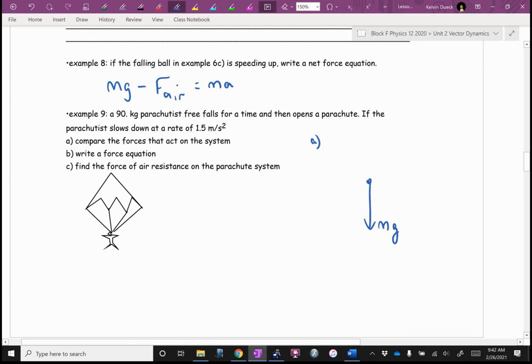What else? Air resistance: bigger, smaller, or the same size as mg? And how do I know? First of all, what direction are we traveling? Down. Are we slowing down or speeding up, according to this question? So if we're traveling down but slowing down, what direction are we accelerating? Which way must the bigger, larger, unbalanced force be pointing?